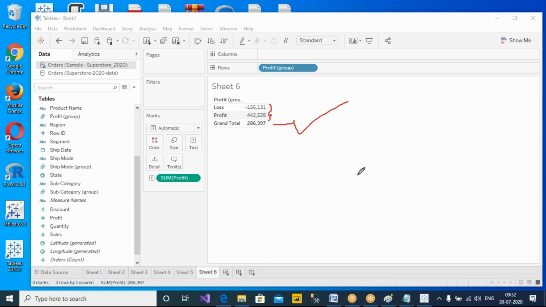Right. So I got minus 156,000 loss, and my profit is 4,42,000, but my total profit is only 2,86,000. So we can definitely group by measures as well, and we can group by dimensions as well. Okay, so now come back to the question: what is the difference, sir, between the set and the group?